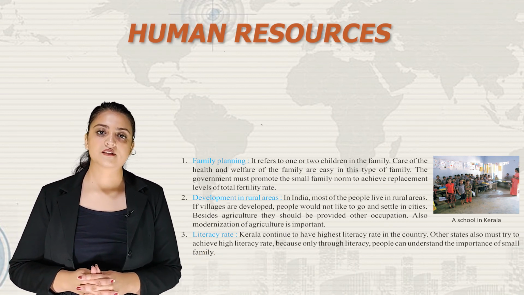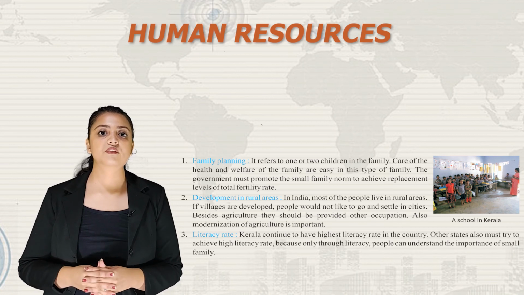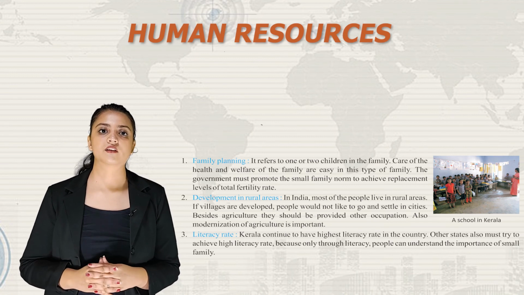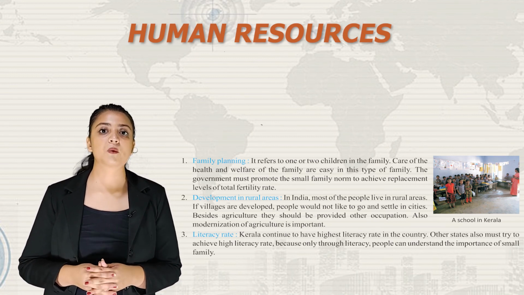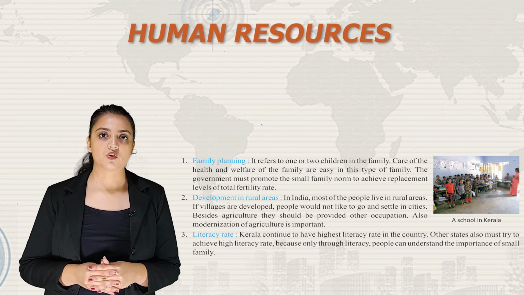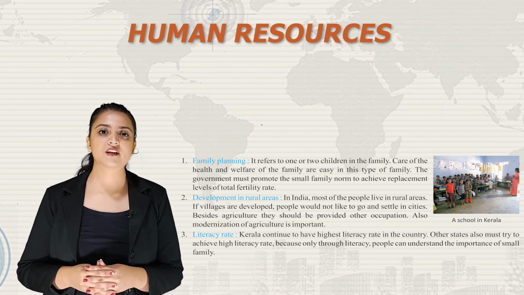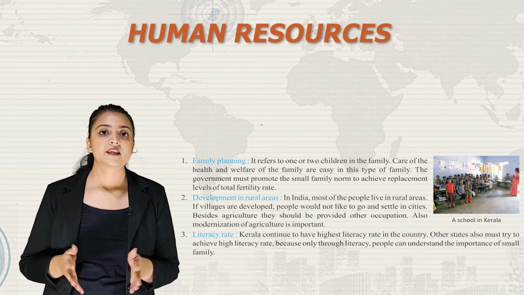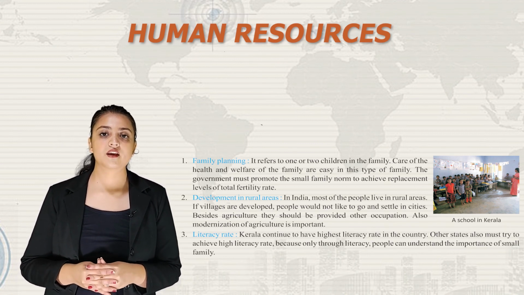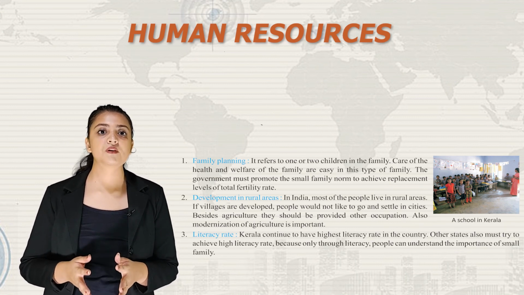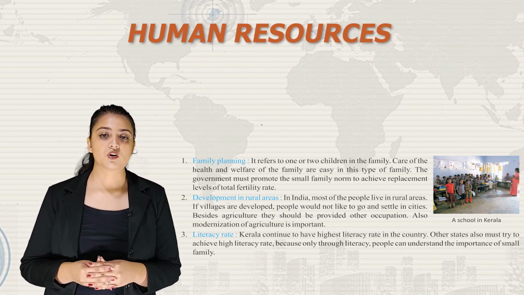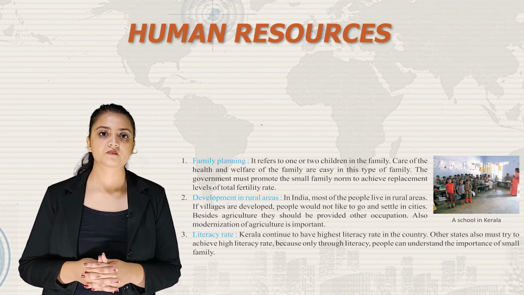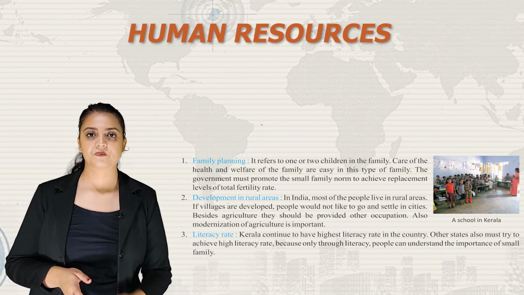Development in rural areas. In India, most of the people live in rural areas. If villages are developed, people would not like to go and settle in cities. Besides agriculture, they should be provided other occupations. Also, modernization of agriculture is most important. Third, we have literacy rate. Kerala continues to have the highest literacy rate in the country. Other states also must try to achieve high literacy rates because only through literacy can people understand the importance of a small family. Here is an image of a school in Kerala.